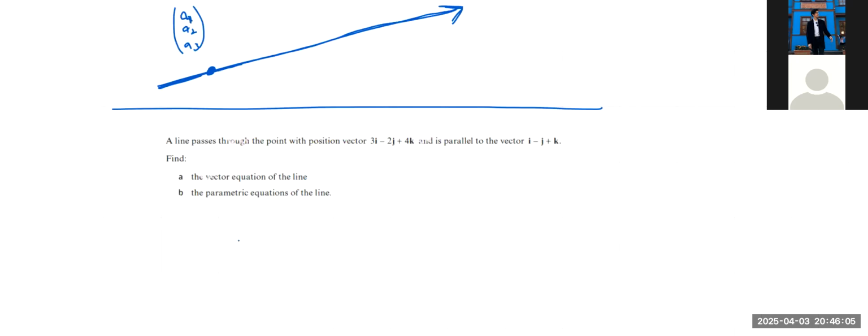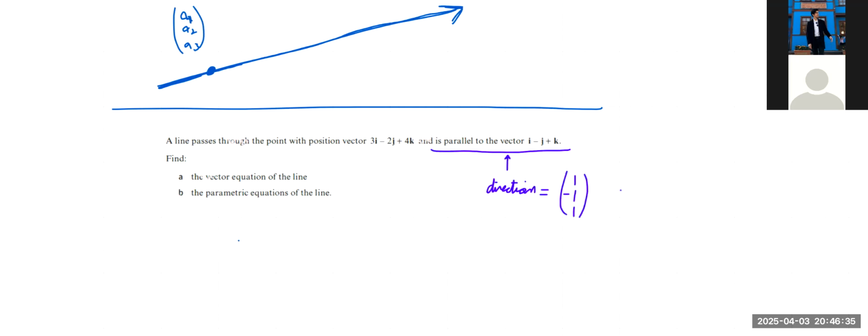So there's a line. It passes through this position vector, and it is parallel to the vector given here. When I say parallel to the vector given here, that means I've given you a direction, haven't I? Parallel to a vector means I've told you this is the direction that you're moving in, right? So this tells you the direction, which is given as 1, negative 1, 1.